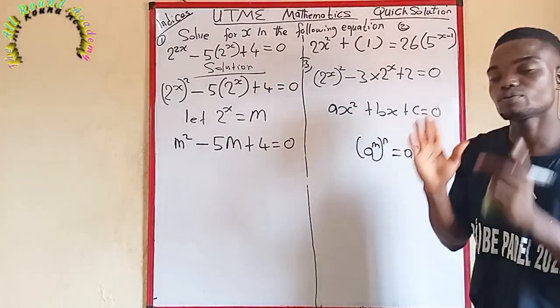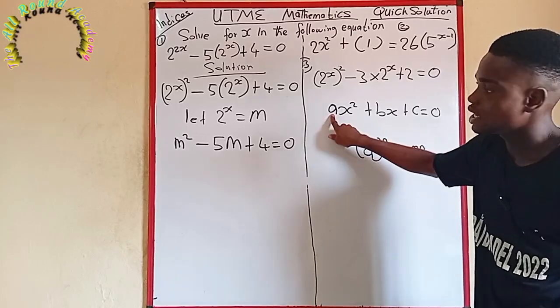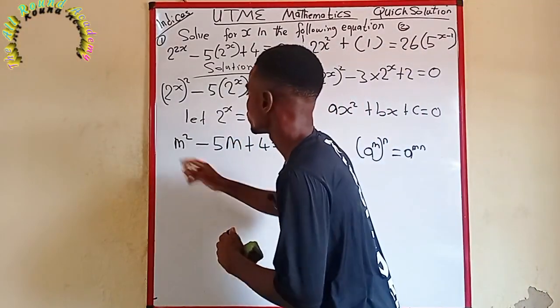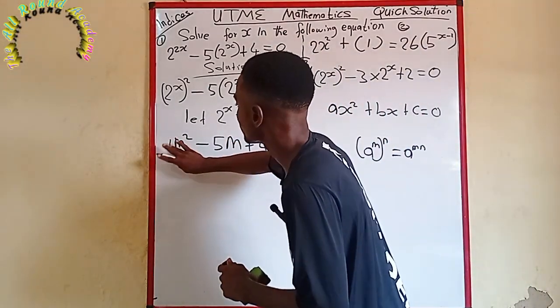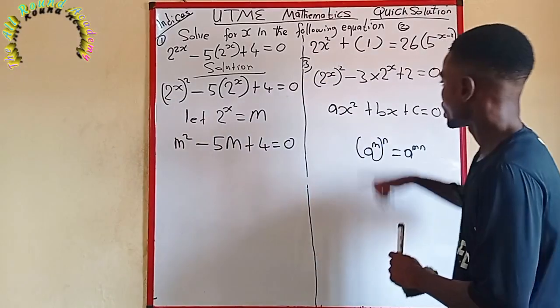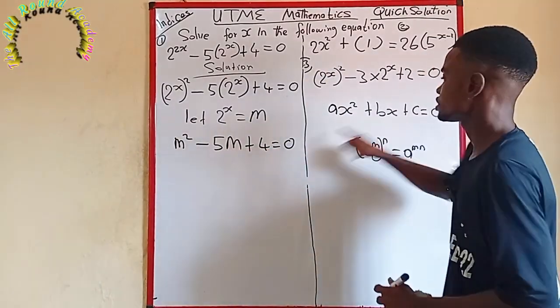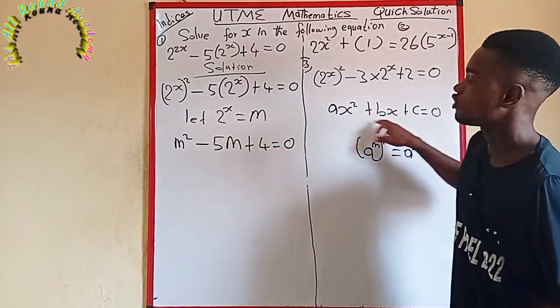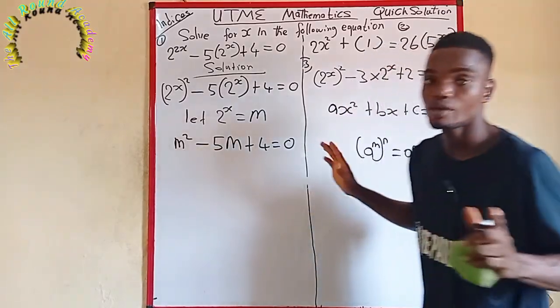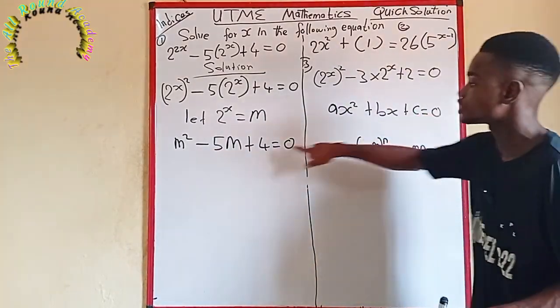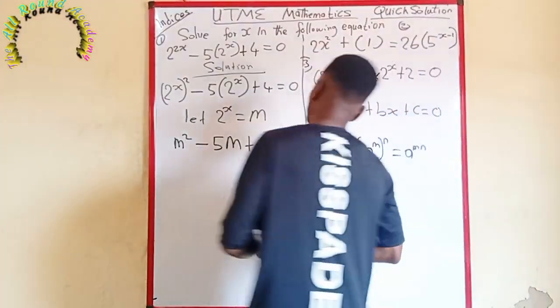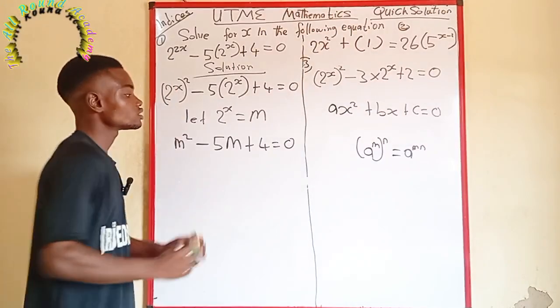Whereby the a, like I said, is an invisible 1, and if you multiply it by m squared, you have m squared. b is 5m. So I use the unknown variable s and replace it with m, so it is still the same thing. c, which is the constant, is 4. Now, in this case, you are going to do what?